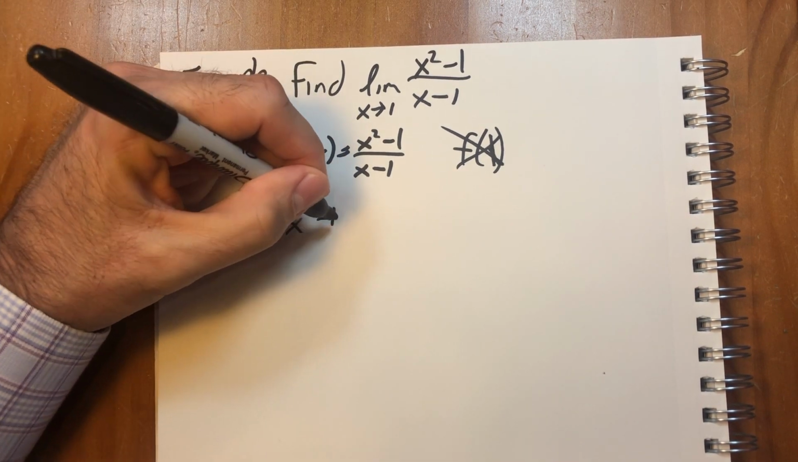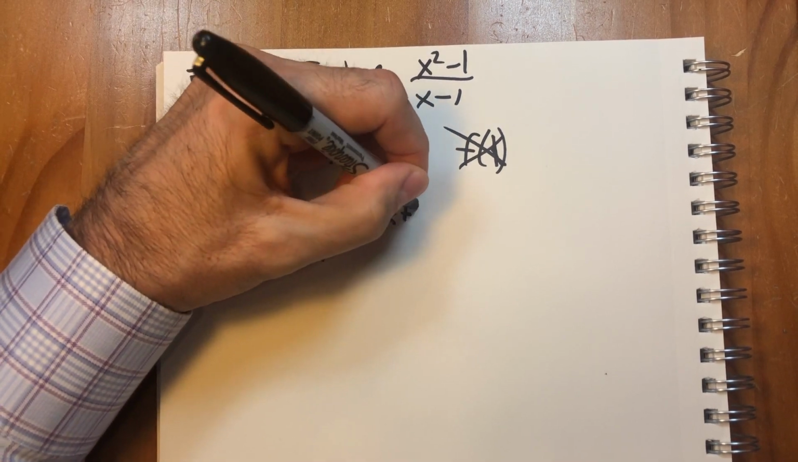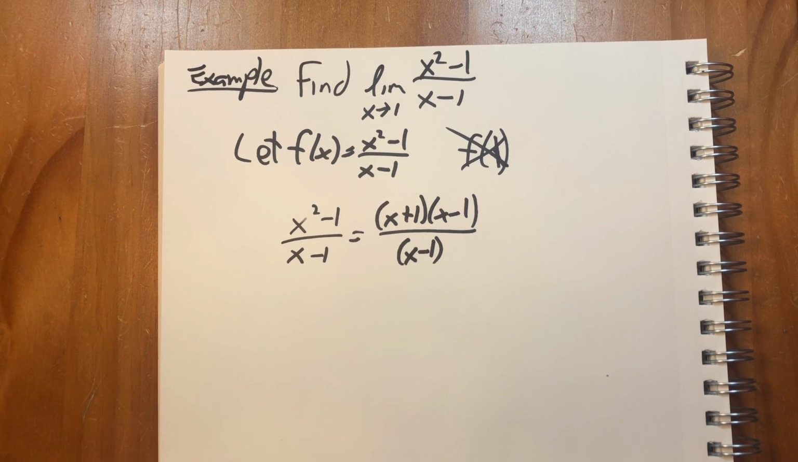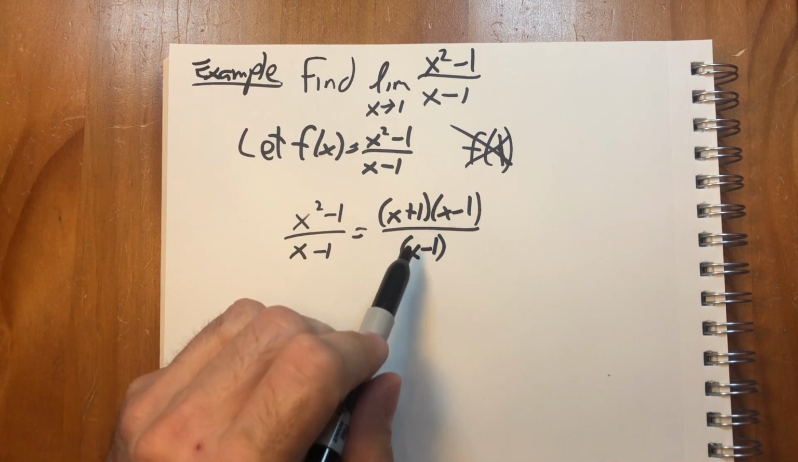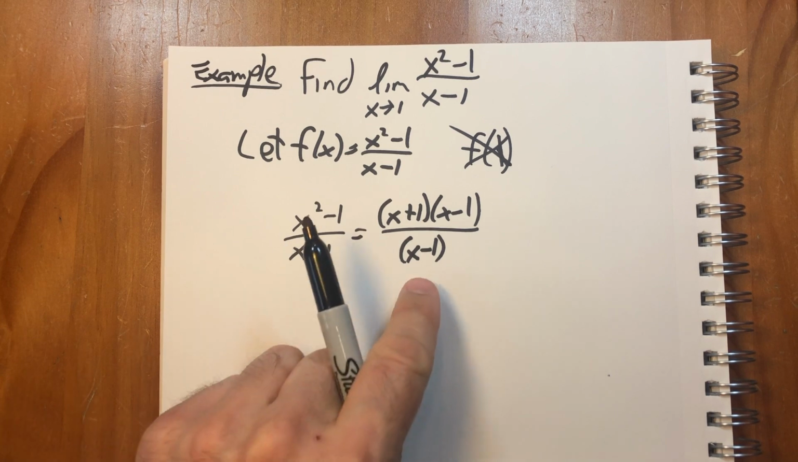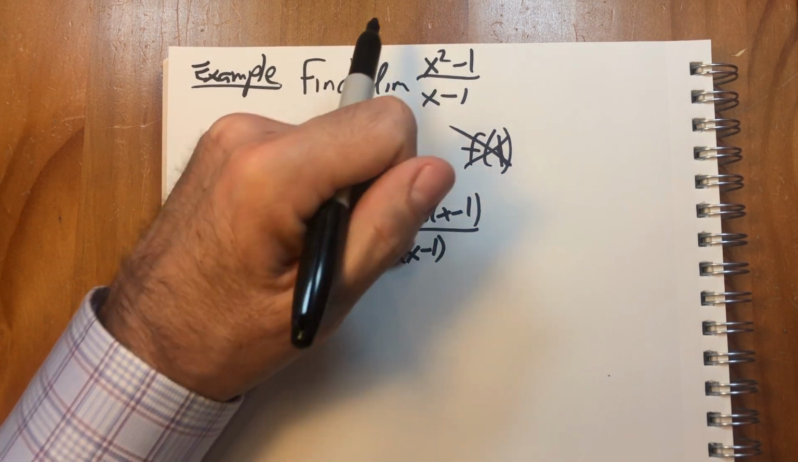x squared minus 1 over x minus 1. This again is the difference of two squares. So that's x plus 1, x minus 1 over x minus 1. So here again is where the subtleties of limits are important to keep in mind, because it looks like we can just divide through and cancel both of these. But that'll only work if this does not equal 0, because we are not allowed to divide by 0.